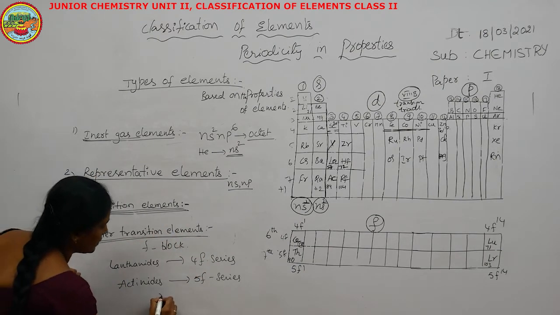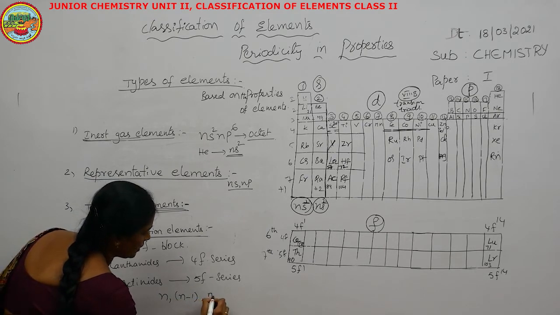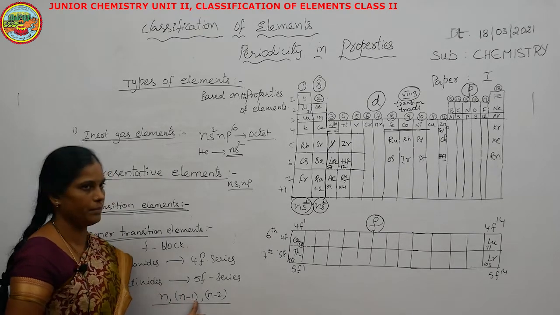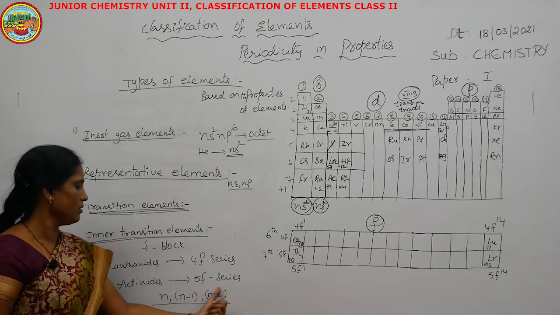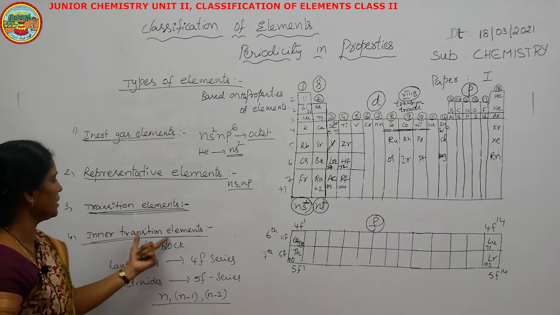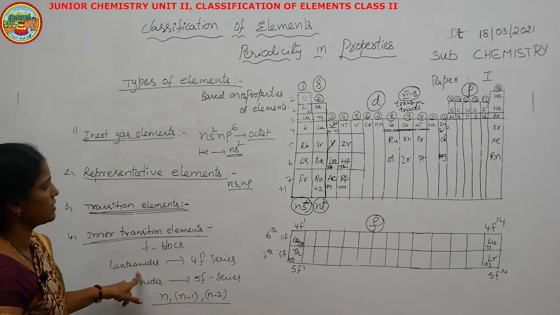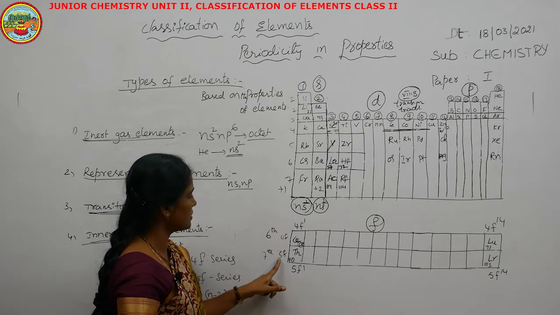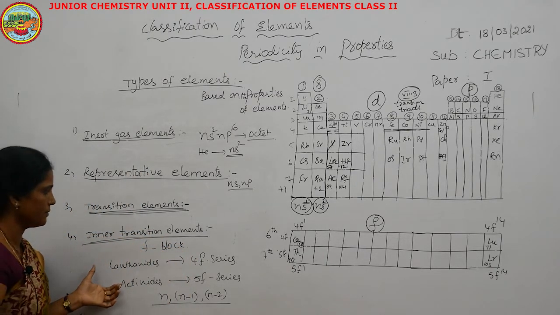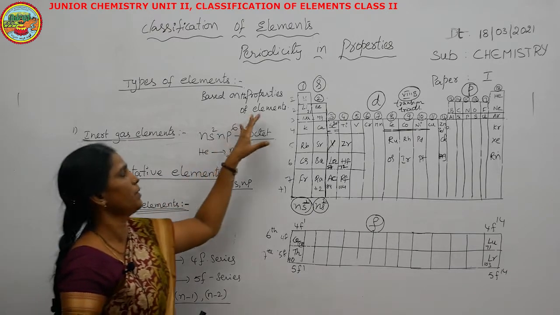The elements in which the outer shell, penultimate shell and anti-penultimate shell are all incomplete. Then these elements are called inner transition elements. F block elements are called inner transition elements. They are 4F series and 5F series. They are considered as lanthanides and actinides. So this is the types of elements based on the properties of elements.